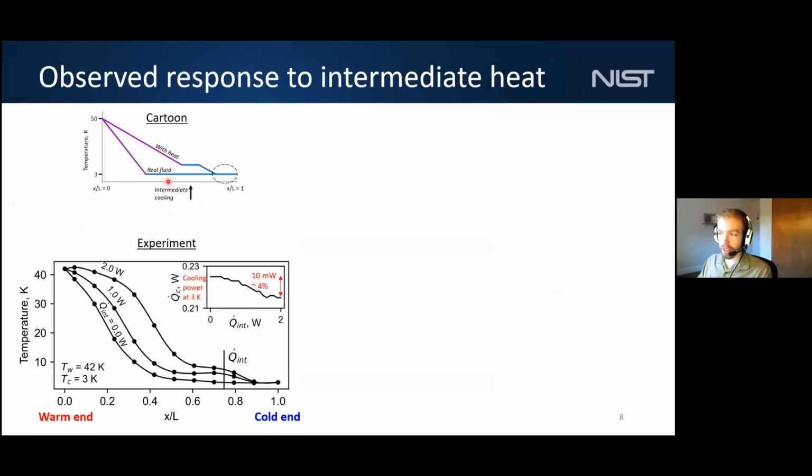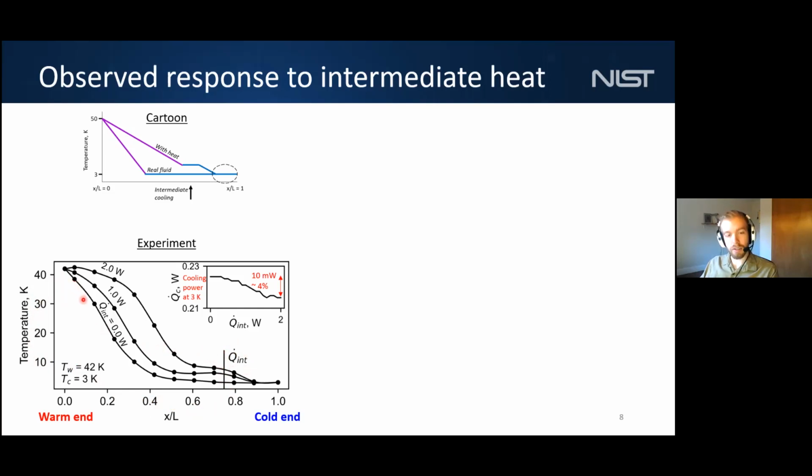So let's actually get on to the experimental results. On this slide, we're asking what happens when we apply intermediate heat to the regenerator. We've got our cartoon on the top, and we've got the experimental observation on the bottom. This graph is showing the temperature of the regenerator as a function of normalized axial position. And we're applying heat to this vertical line here. This Q dot int, that's where we apply intermediate heat.